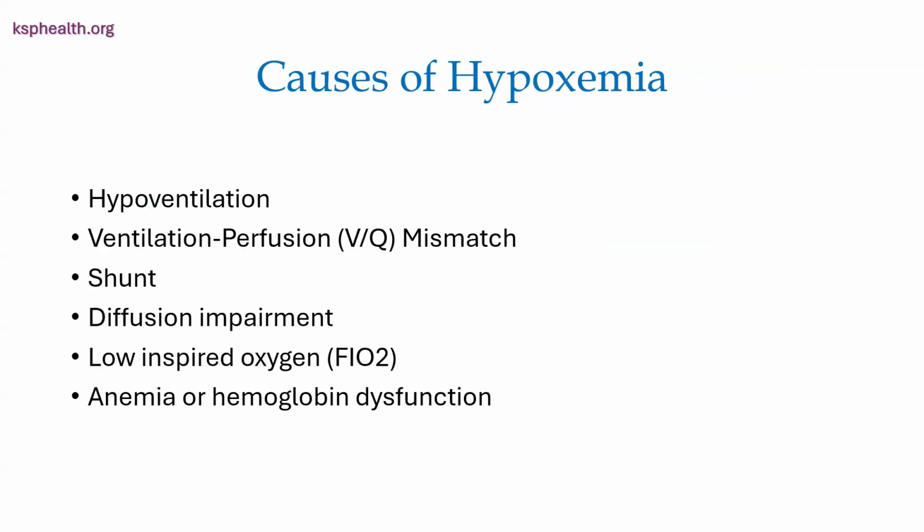Let's check what the causes of hypoxemia are. The basics are very important. The evolving treatment and understanding of the disease is based on the basics, so understanding the basics is very important. The causes of hypoxemia fall into 6 different categories. Number 1, hypoventilation. Number 2, ventilation perfusion mismatch. Third, shunt. Fourth, diffusion impairment. Fifth, low inspired oxygen or low FiO2. And 6, anemia or hemoglobin dysfunction.